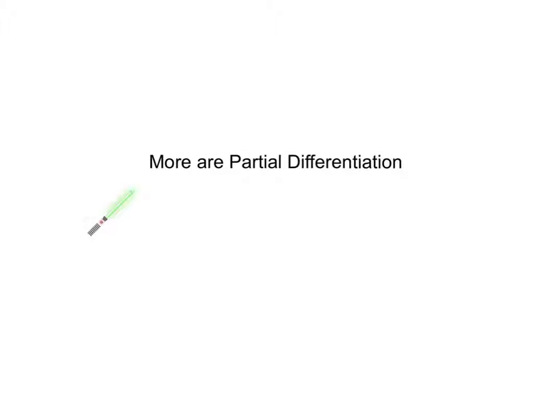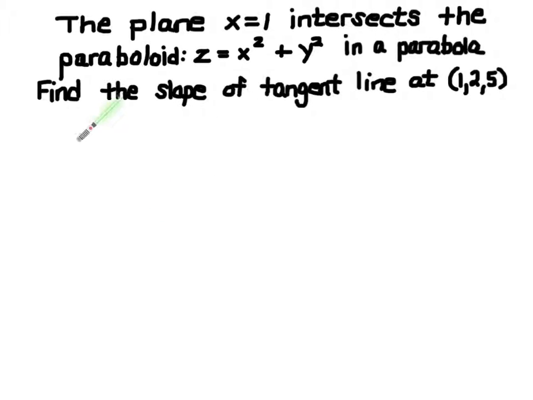In this lesson, we're going to look at more examples of partial differentiation. In our first example, we have a plane at x equals 1 that intersects the paraboloid z equals x squared plus y squared, and the intersection forms a parabola. We want to find the slope of a tangent line to the parabola at the point 1, 2, 5.